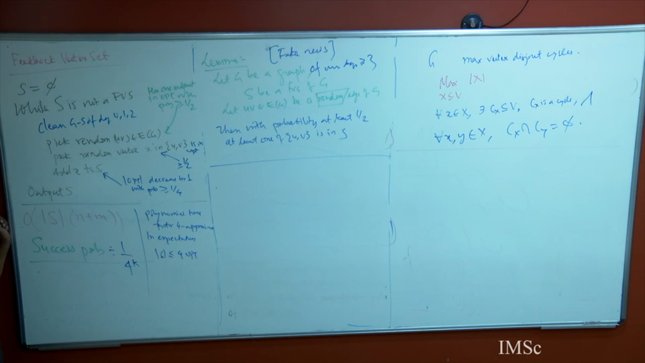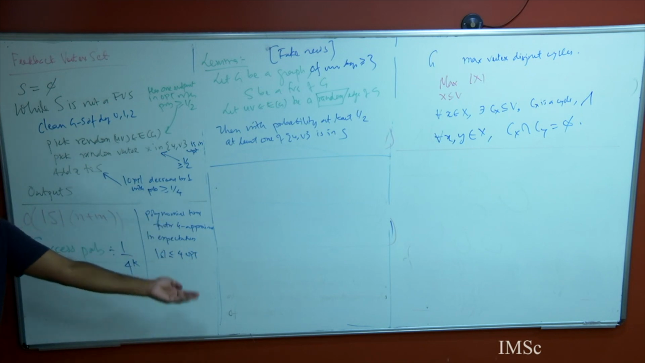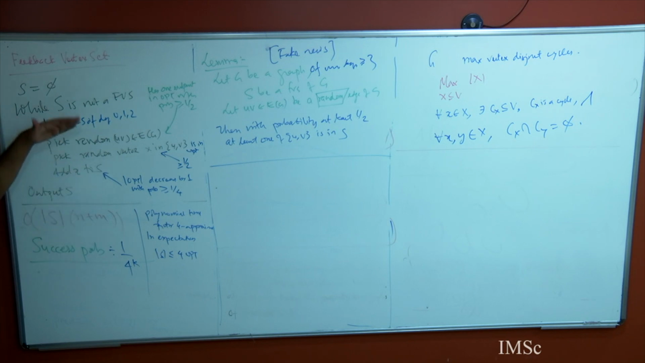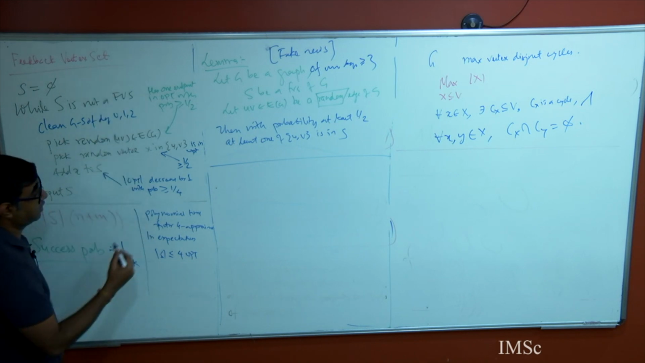So what happens? In each iteration, you're paying 1 unit, and with probability 1/4, opt decreases by 1. So in expectation, the number of rounds before the graph becomes acyclic is like 4 times opt. So this gives you a factor 4 approximation, the same algorithm.